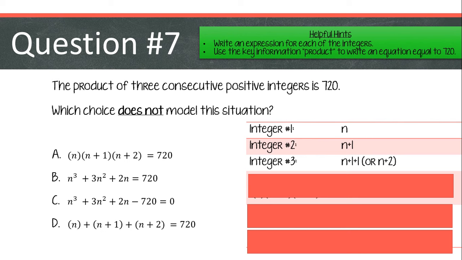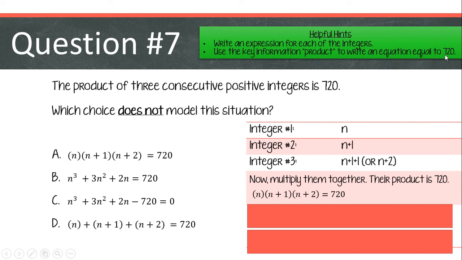Now it's asking me for the product. So here's the key information. Product we know means to multiply, and we want it to be equal to 720. So when I write my expression, I multiply them together because product means multiply. So it's n times n plus 1 times n plus 2, and that all equals 720.